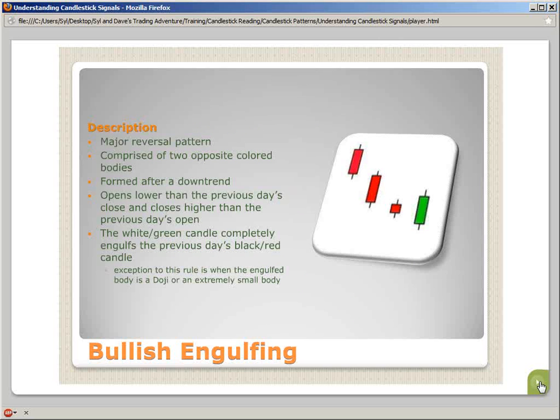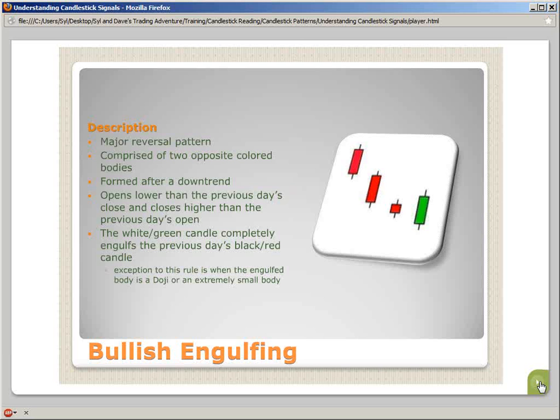So here's the description. Similar to the dark cloud cover, similar to the piercing, but now it fully engulfs the prior candle. Major reversal signal again, comprised of two candles once again. They are opposite colored in this case, right? Red and green, formed on a downtrend. Again, opens lower. Ideally, if it closes below the low as well, even better. Similar to the piercing. But in this case, it goes all the way up and engulfs the prior real body. Okay?